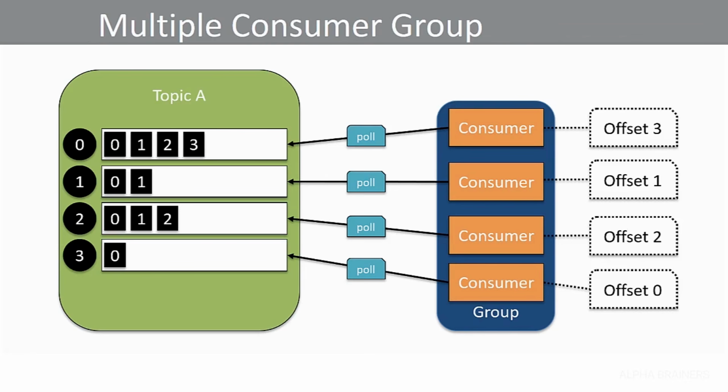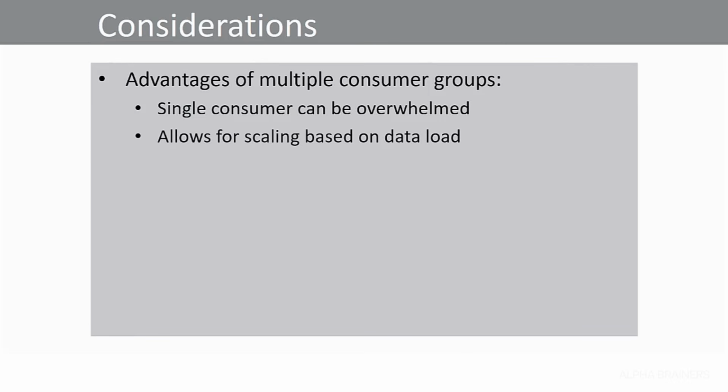So, a few considerations when you create consumer groups. There are some advantages of having multiple consumers. One advantage is that a single consumer can easily be overwhelmed. There could be a lot of data coming through all those partitions. So by having multiple partitions, not only does it scale out and make it easier for the Kafka brokers to handle more data, but we can also have multiple consumers handle the data as well. So it allows us to scale out the data load on the consumer side too.